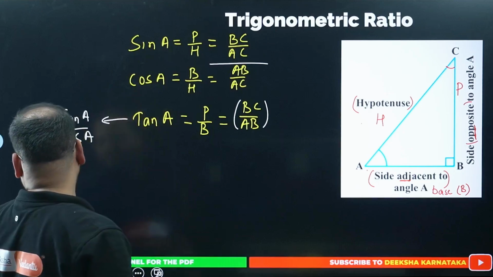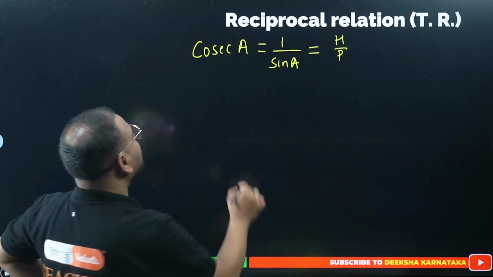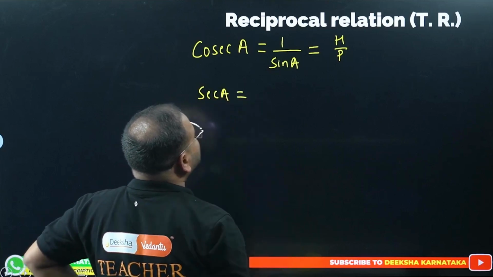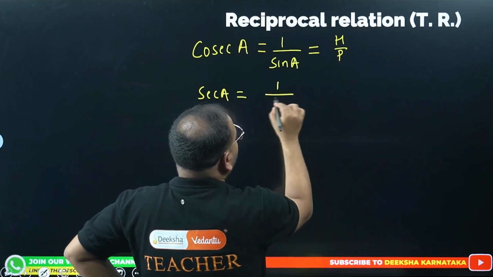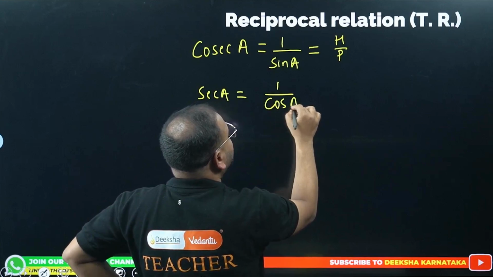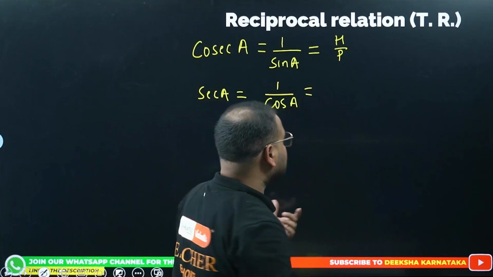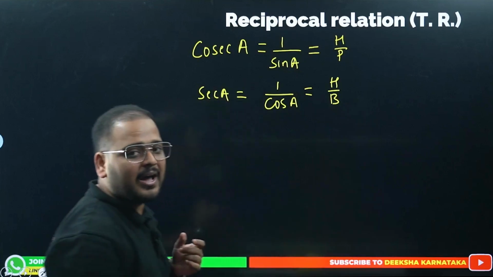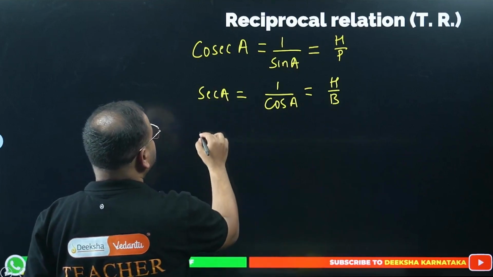What about cos A? What is the reciprocal of cos A? We have it as sec A. What is that? 1 upon cos A. Cos A is B by H, so sec A will be H by B. Great, sir. Next is what?